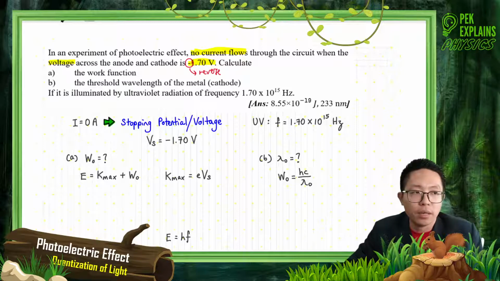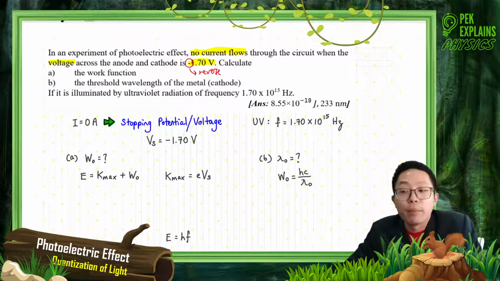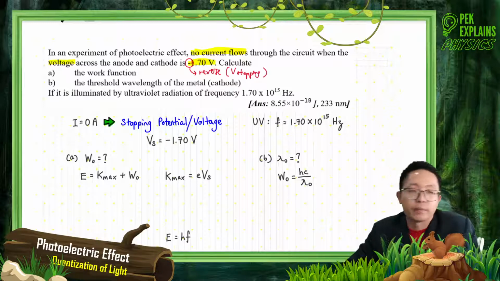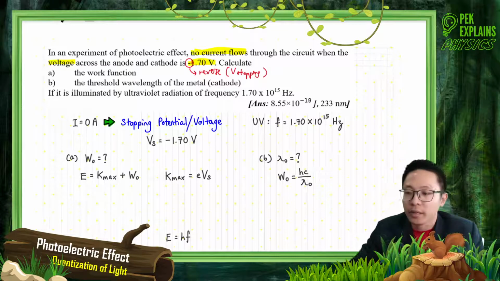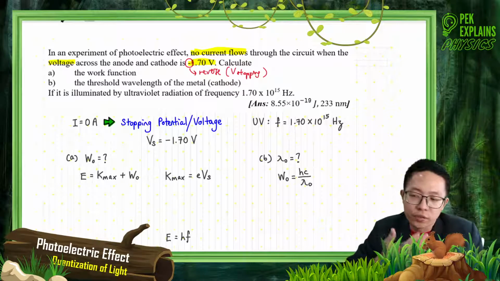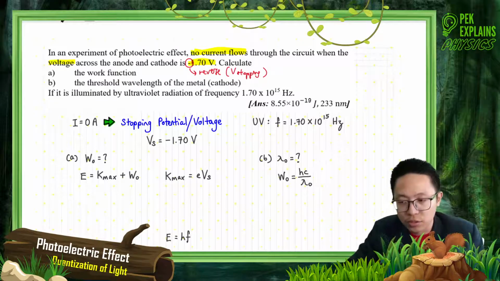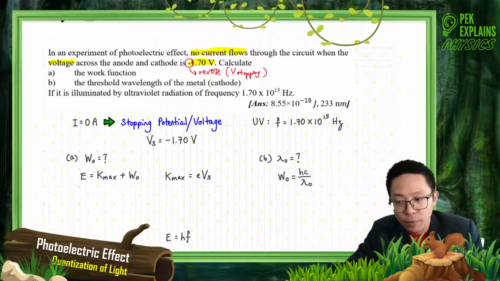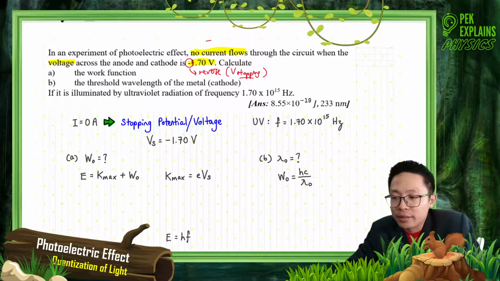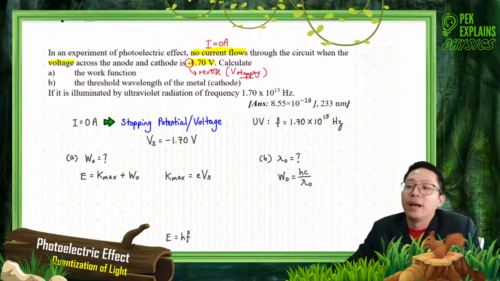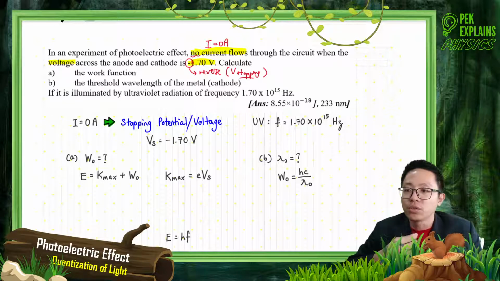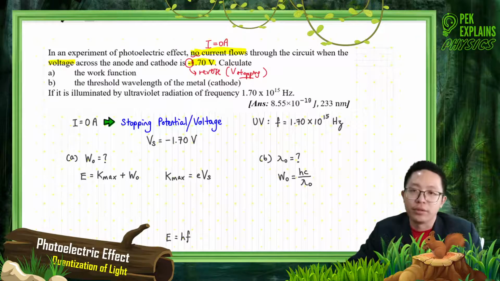Normally, why do we apply reverse voltage? We apply reverse voltage because normally we do the stopping potential, isn't it? We try to stop, but reverse voltage is not necessarily stopping voltage. It's the stopping voltage only when current is 0. Because it said no current flow, that means no more electrons reach the anode.